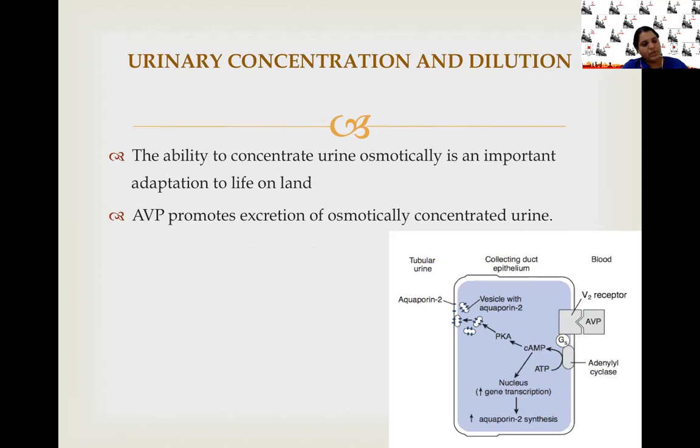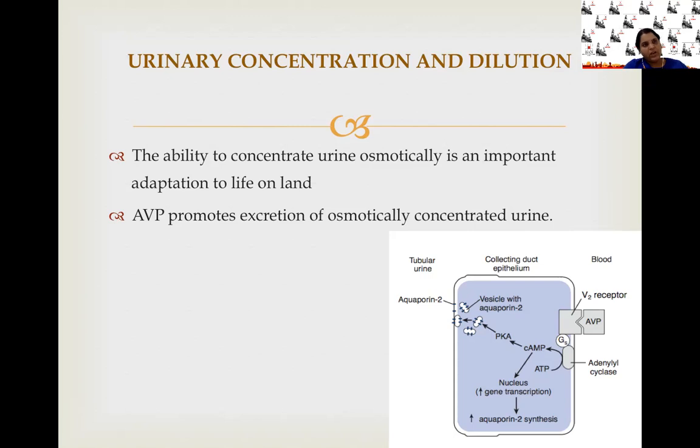Say for you to get rid of a certain solute, you need a solvent, that is to excrete a certain amount of sodium or potassium or uric acid or urea, you need a certain amount of water to be excreted. Suppose you have to excrete 600 milliosmoles of the solute, you need a certain amount of fluid, which is roughly equal to 1.2 liters.